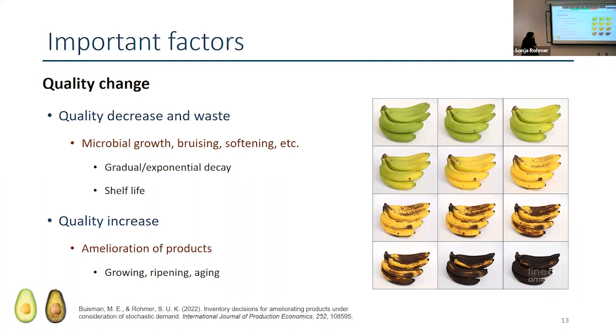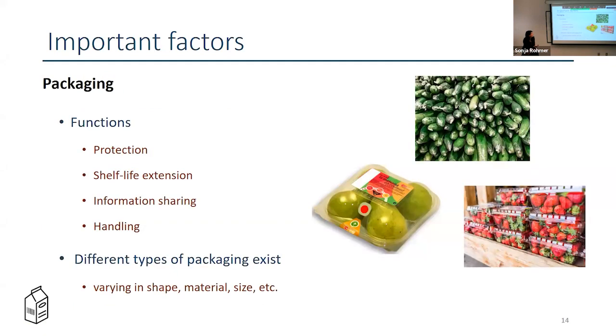So I have a little project there as well, which was published last year, on inventory decisions for ameliorating products under consideration of stochastic demand. That's actually focused on whiskey and cheese. So sort of investing a bit, looking at what happens if we don't have hay necessarily.